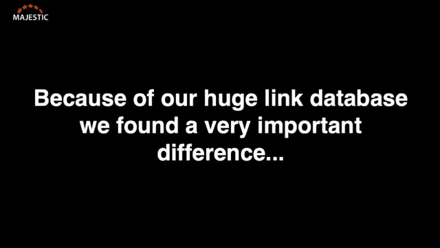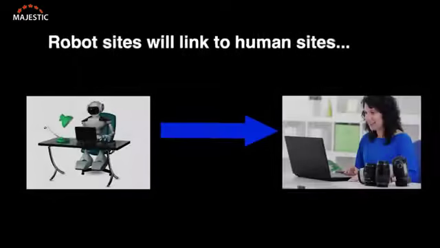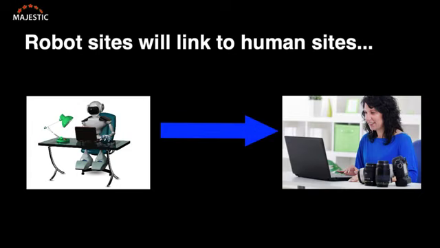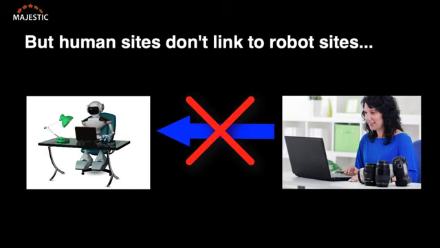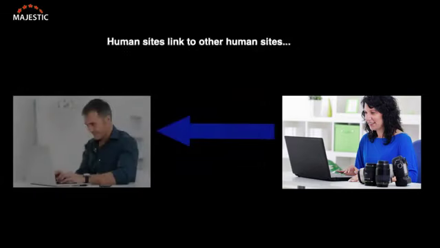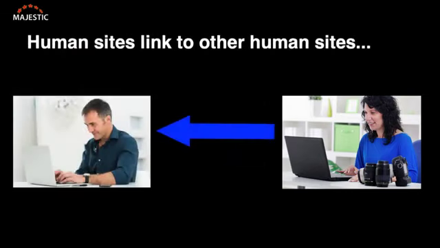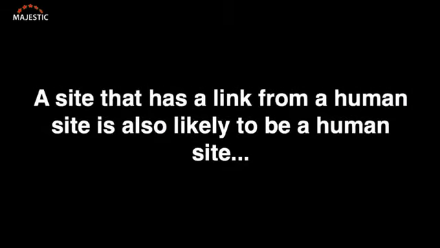Because of our huge link database, we found a very important difference. Robot sites will link to human sites, but human sites don't tend to link to robot sites. Human sites tend to link to other human sites. So a site that has links from a human site is also likely to be a human site. That's a really important principle at the heart of trust flow.